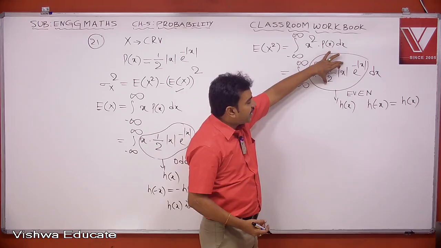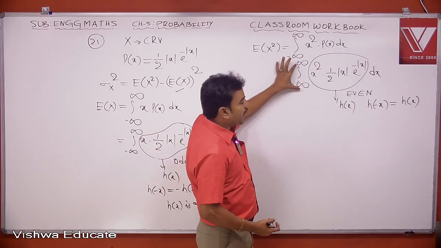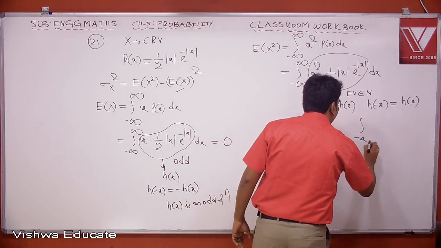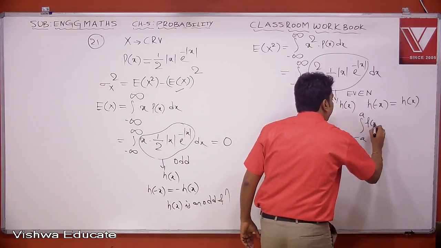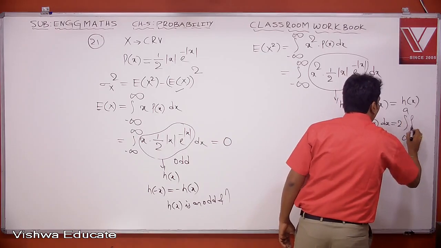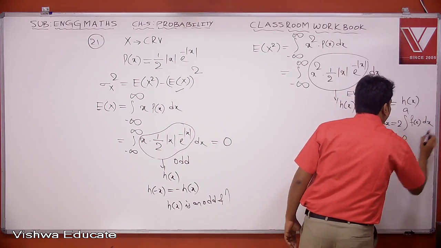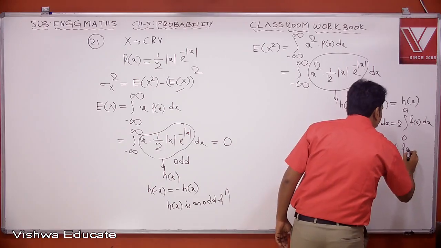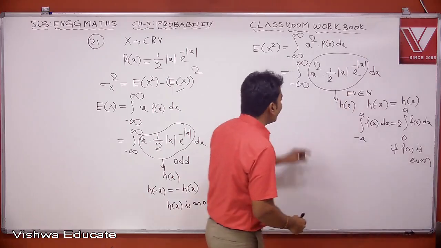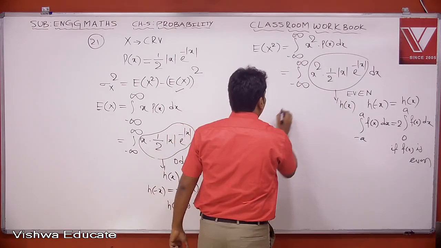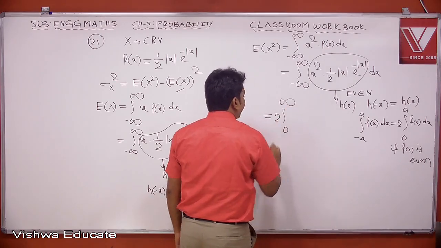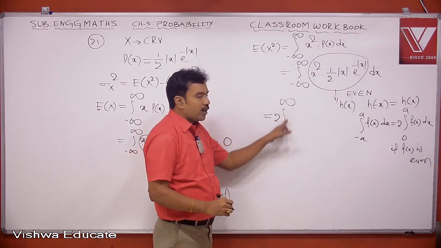So when you integrate an even function between the limits minus a to plus a, the result becomes like this. Let me write out the result. The integral from minus a to plus a of f of x dx equals 2 times the integral from 0 to a of f of x dx, if f of x is an even function. So minus a to plus a becomes 2 times the integral from 0 to infinity. So the limits are converted to positive limits.